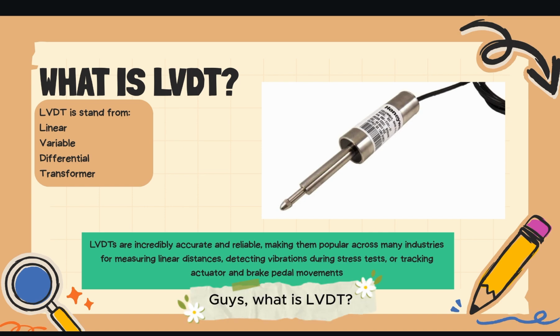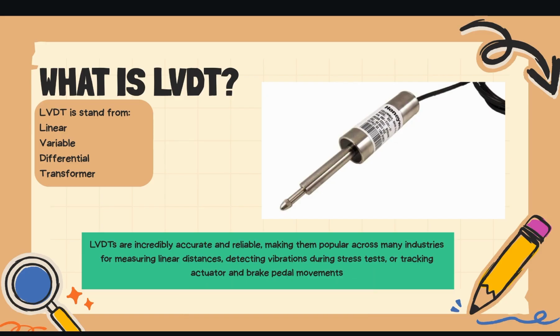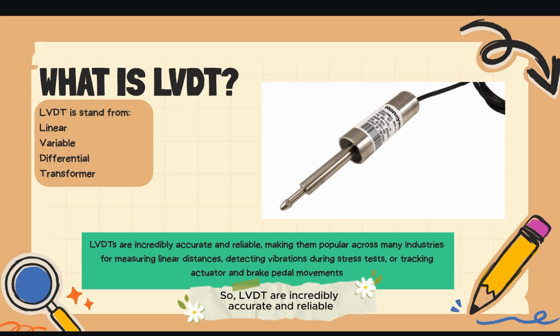Okay guys, what is LVDT? LVDT stands for Linear Variable Differential Transformer. LVDTs are incredibly accurate and reliable, making them popular across industries for measuring linear distance, detecting vibration during stress tests, or tracking actuator and brake pedal movement.